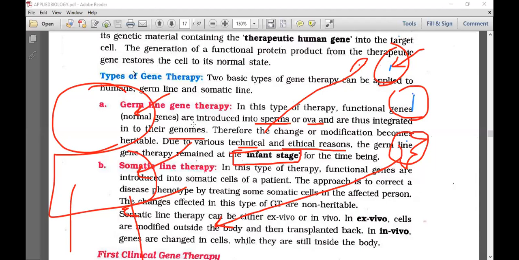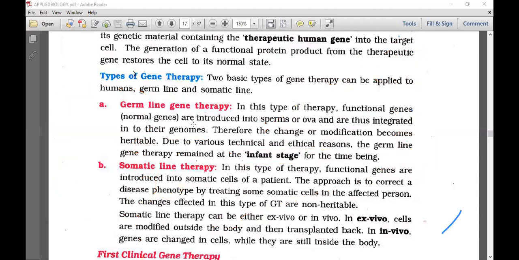But somatic line gene therapy is a very common pattern nowadays. In this type of therapy, functional genes are introduced into somatic cells of a patient, means T cells, as I said. The approach is to correct a disease phenotype by treating somatic cells in the affected person. So the changes in this type of gene therapy are non-heritable. Why? Because that cell doesn't have much dividing capacity, and we are not doing it in the sperm or ovum.